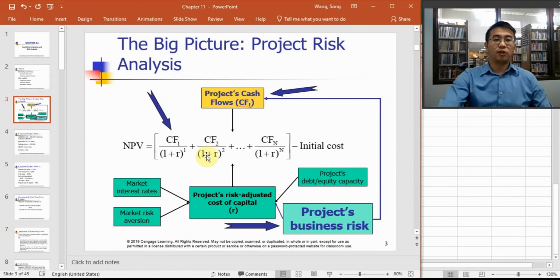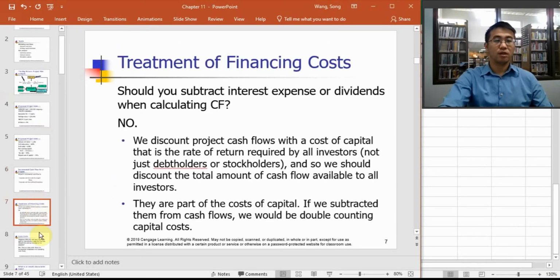Back to this formula, you will see this R here. From chapter 9, it depends on capital structure. It also depends on the cost of equity and the cost of debt. The interest would be the cost of debt, and the dividend or stock price return would be the cost of equity. So they are already incorporated in the discount rate. Therefore, we do not need to put the dividends and the interest in the cash flows again. So financial cash flows would not be part of your cash flow.